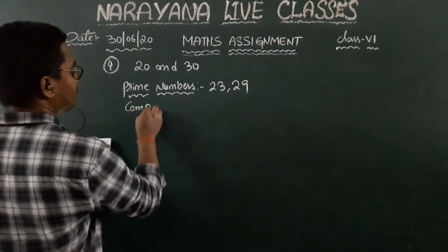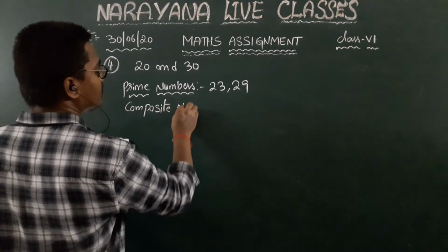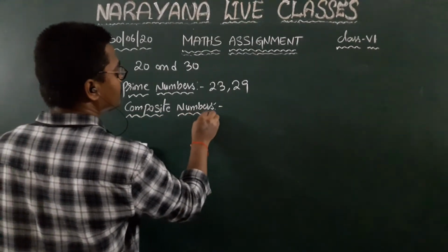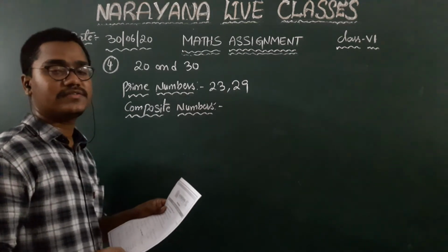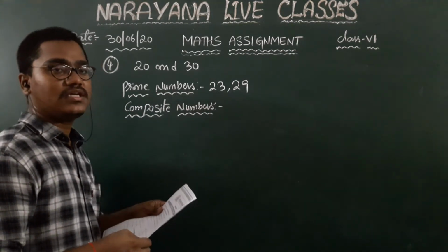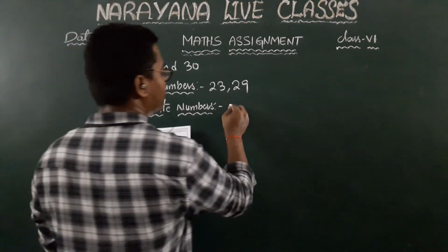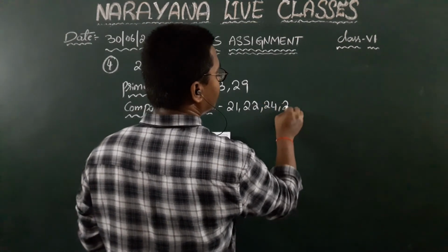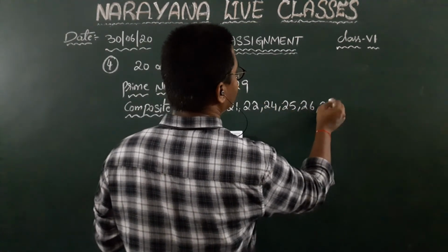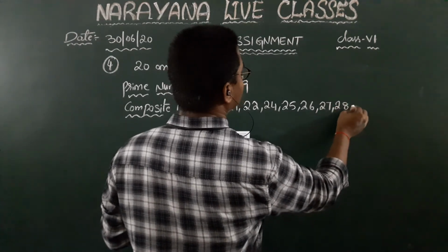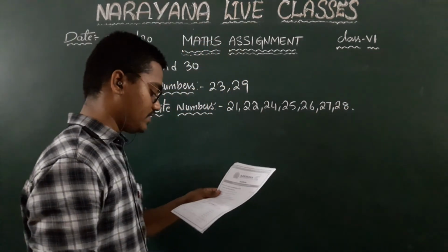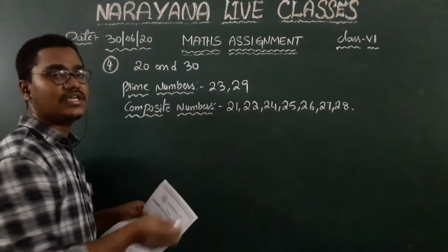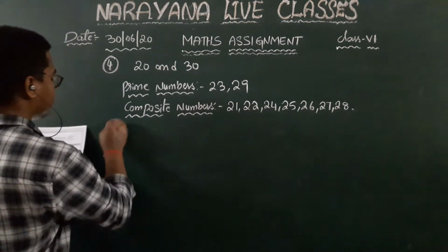And the composite numbers between 20 and 30. What is a composite number, children? A composite number can be defined as a number which has more than 2 factors. So the composite numbers are 21, 22, 23 is already a prime number, children. So 24, 25, 26, 27, 28. So all these numbers are called composite numbers, where each has more than 2 factors. Now coming to the fifth one, children.